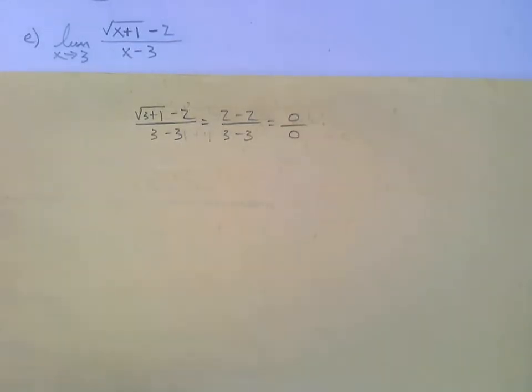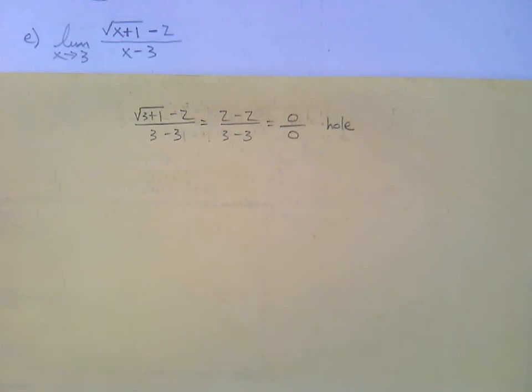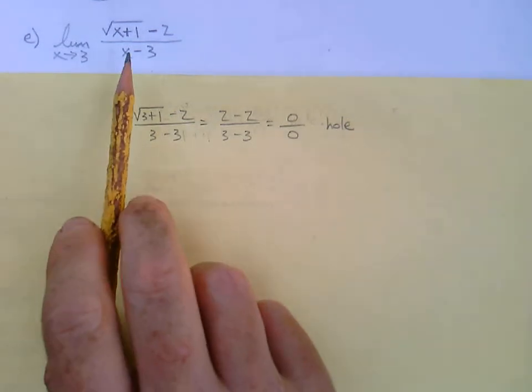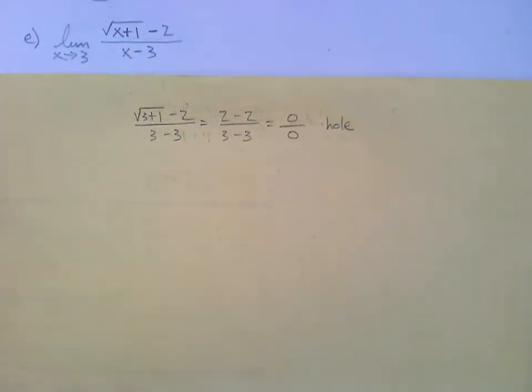What do you know? Okay, well, there's obviously a hole again. But where in the last two problems we were able to pretty quickly factor and cancel out the denominator, well, that's not the situation here. There's a different technique.